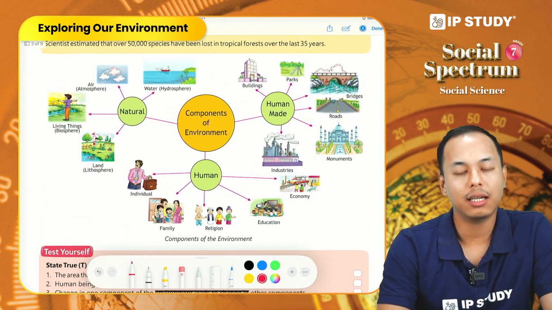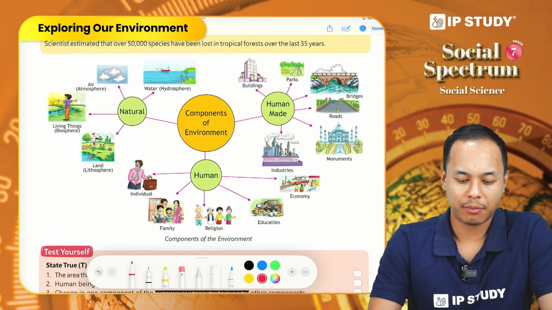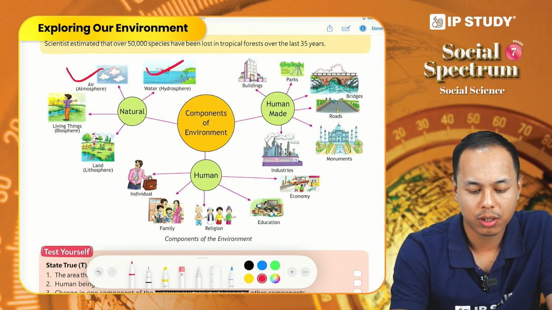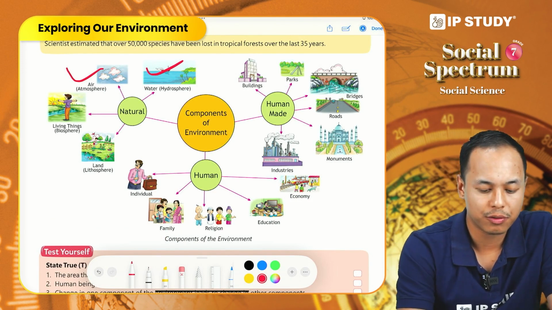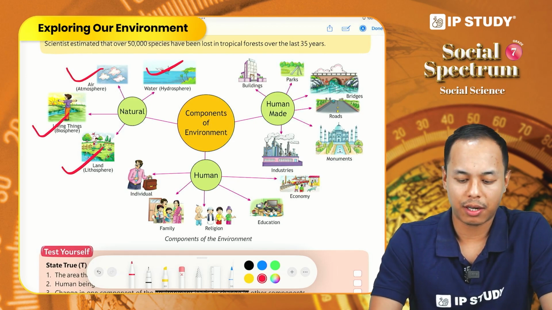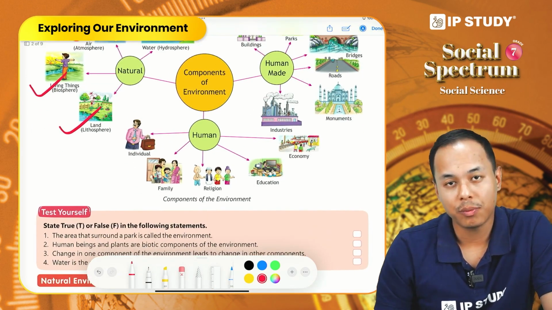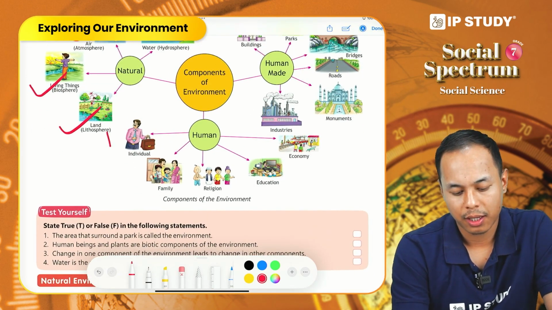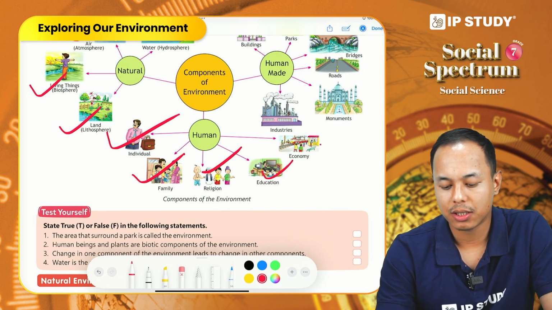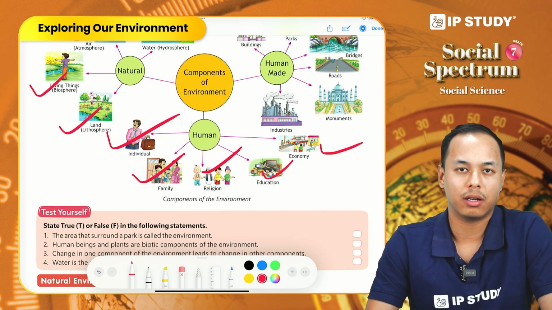See, let us see here the components of environment. I think we have already discussed this, but see, the natural: air, water, or we can say hydrosphere, atmosphere, biosphere, lithosphere, these are all part of the natural environment. On the other hand, if you see the human environment or components, people or individual, family, religion, education, economy, these are all social cultural elements.